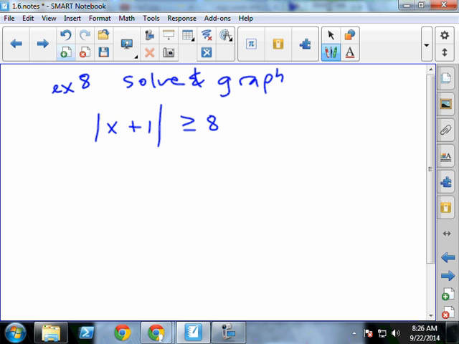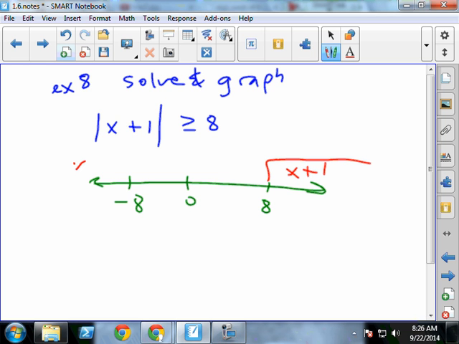Now let's think about what this means. It means here's 0, here's 8, here's negative 8. It means that x plus 1 is somewhere in this vicinity. And it also means that x plus 1 is somewhere in this vicinity. So we're going to have two inequalities to set up.